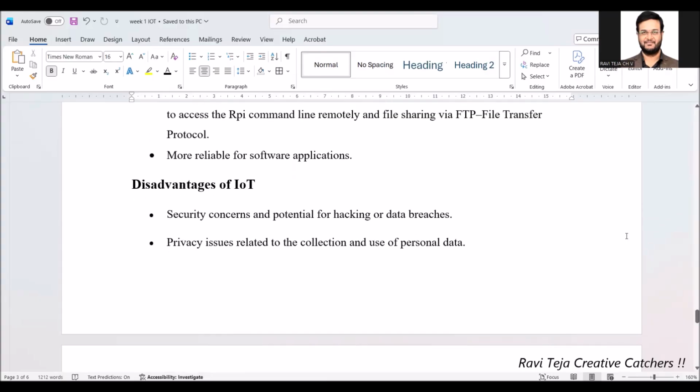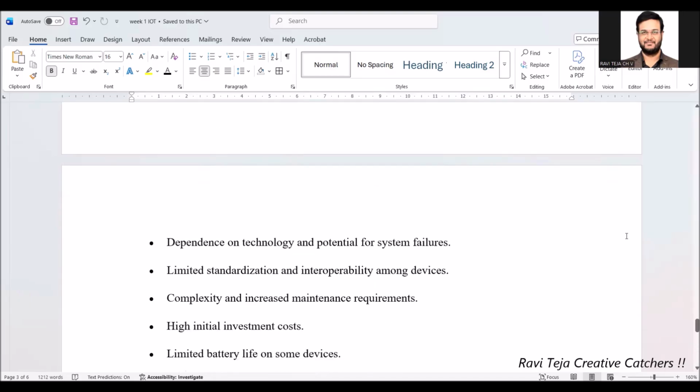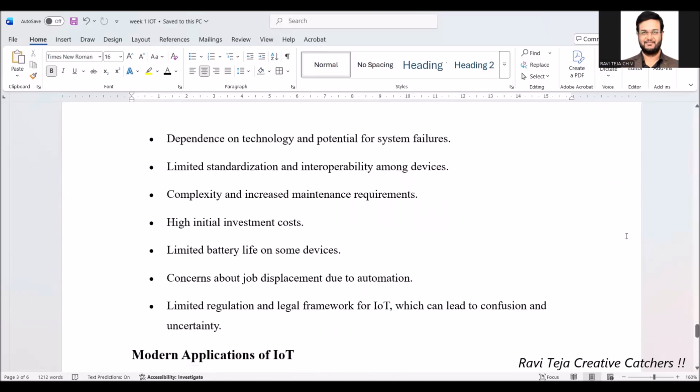Next, coming to the disadvantages of IoT, the first disadvantage is security concern. So there might be hacking or data breaches sometimes, which can be one of the disadvantages of the IoT. And we also have privacy issues like collection and usage of personal data. That can be one of the disadvantages. And we have some more disadvantages, like we are completely depending on the technology, and once you are habituated to that particular technology and it suddenly fails, you will feel some lack or loneliness or dependence on that particular technology. So dependence on technology can also be considered as one of the disadvantages.